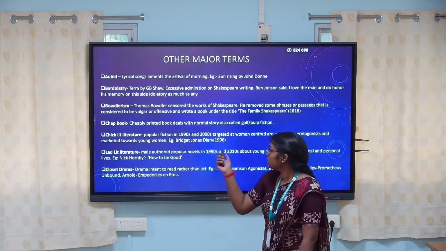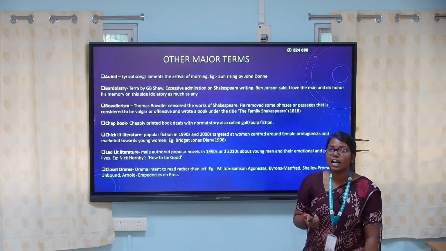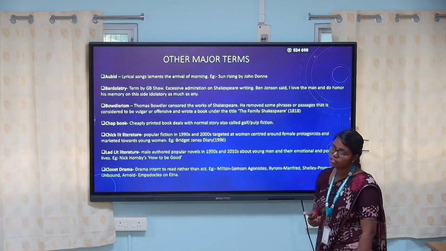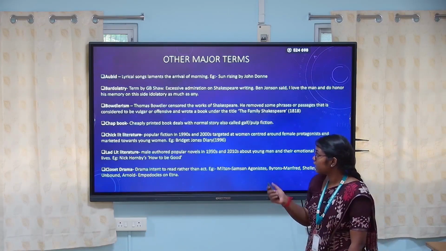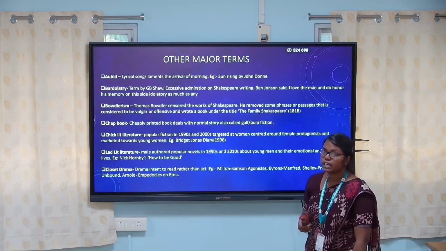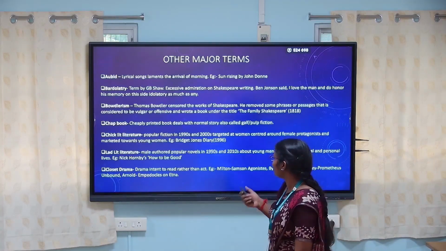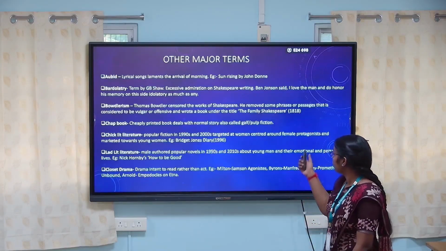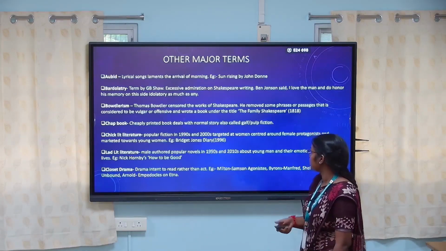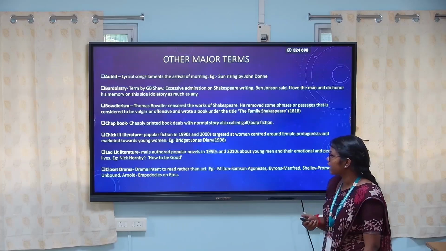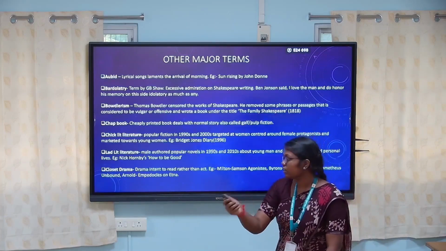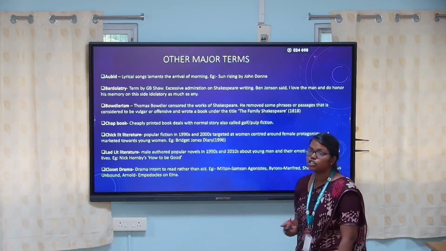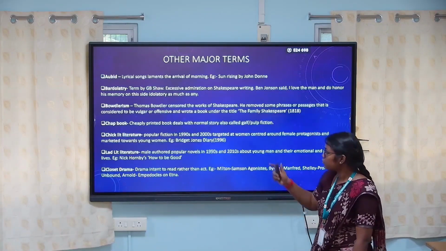The next important term is chapbook. Chapbook is nothing but cheaply printed books which deal with ordinary stories, also called pulp fiction. The next is chick lit. Chick lit was popular fiction in the 1990s and 2000s which was targeted at women, centered around female protagonists and marketed towards young women. For example, Bridget Jones's Diary, which was published in the year 1996.